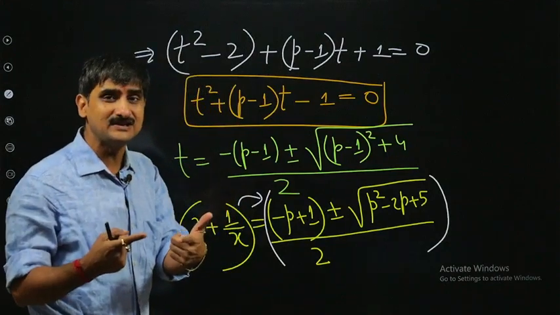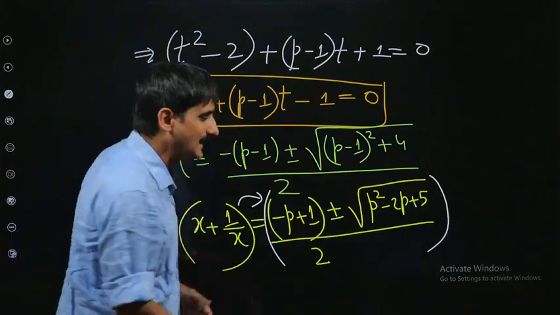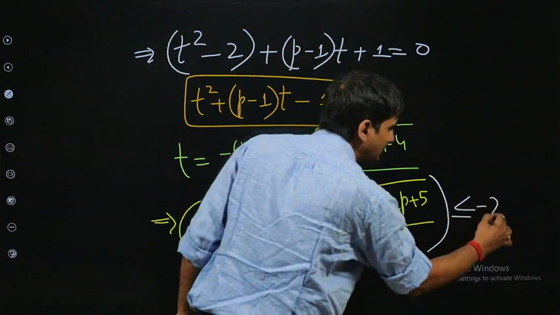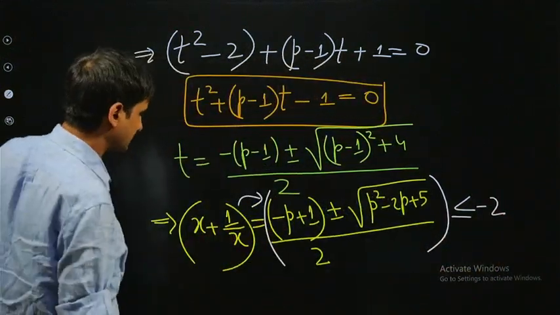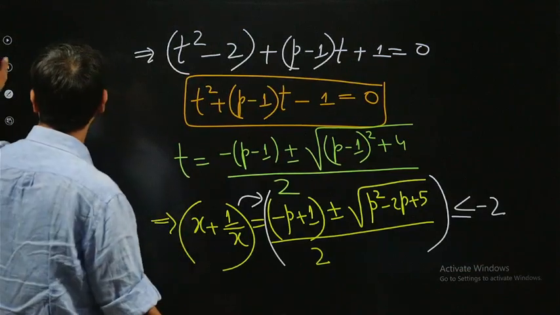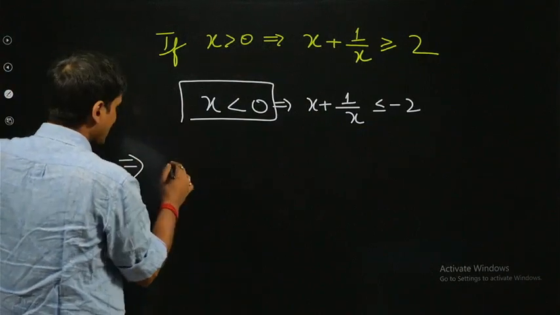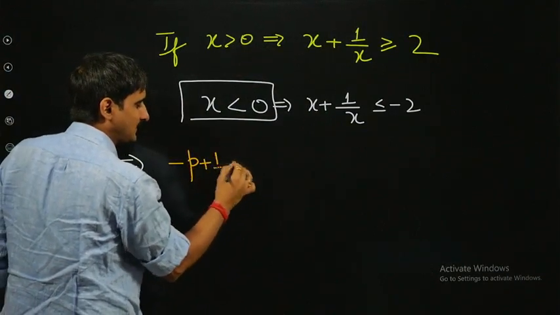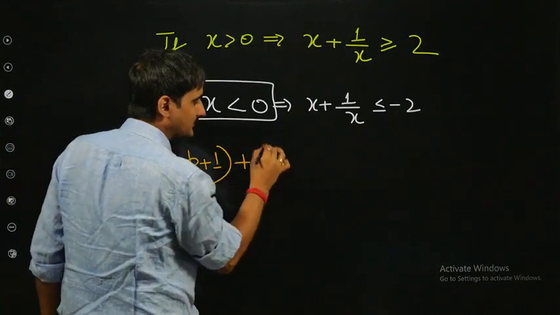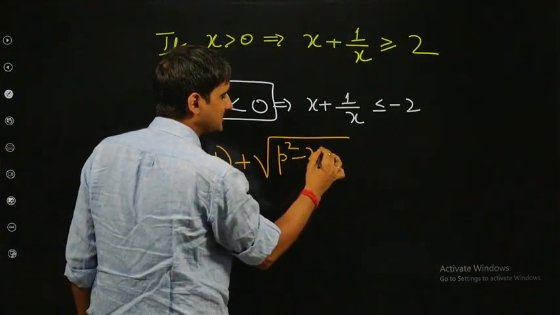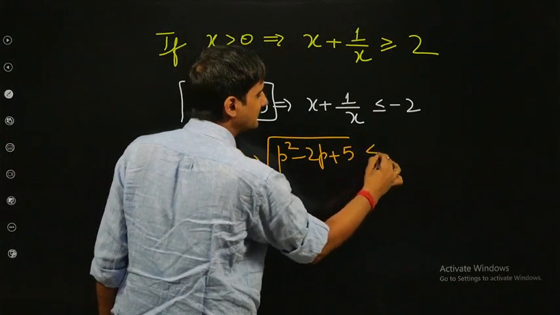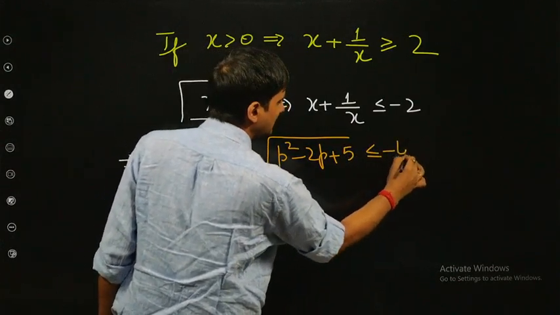But since we need negative roots, it has to be less than or equal to minus 2. So that's the condition which I am going to apply here. What does that mean? That simply means I will be using minus p plus 1 plus under root of p square minus 2p plus 5 is less than or equal to minus 4.